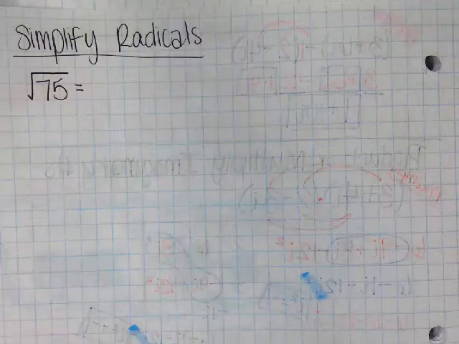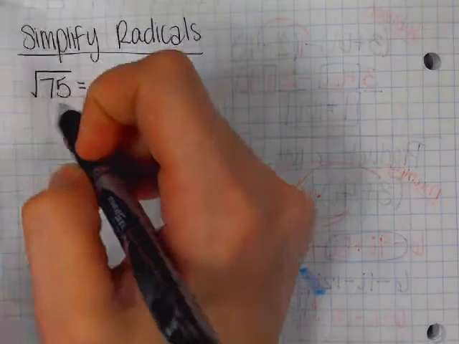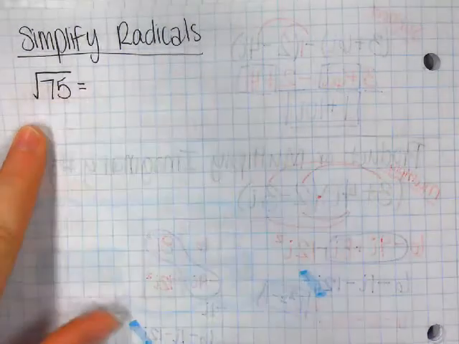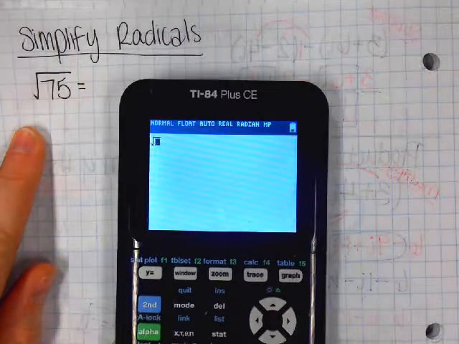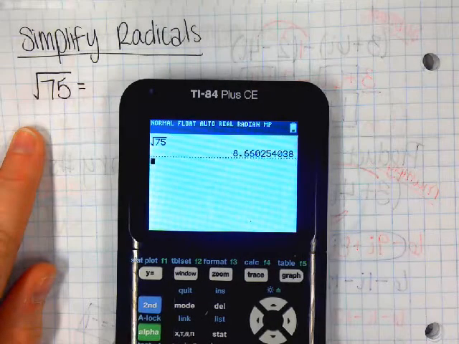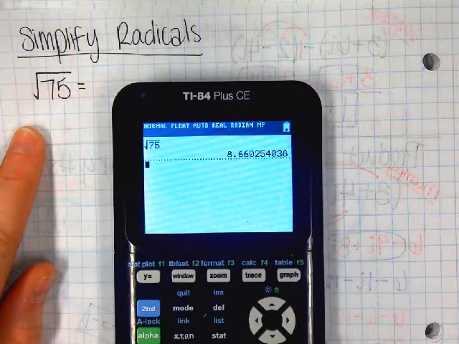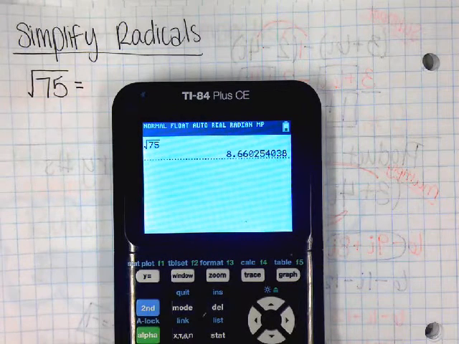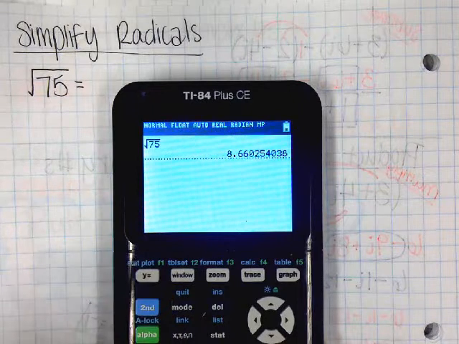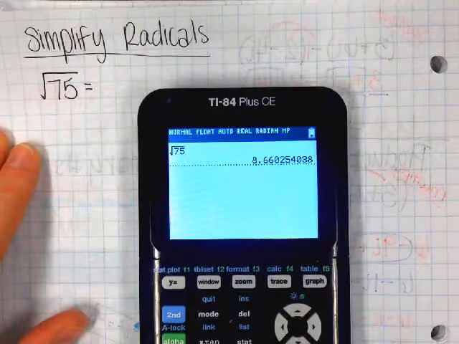So, simplifying radicals. If you try to find the square root of 75, so I'm going to go ahead and type in the square root of 75. If you notice, it gives you a decimal, 8.66, and so on. So there are two main ways that I always simplify.